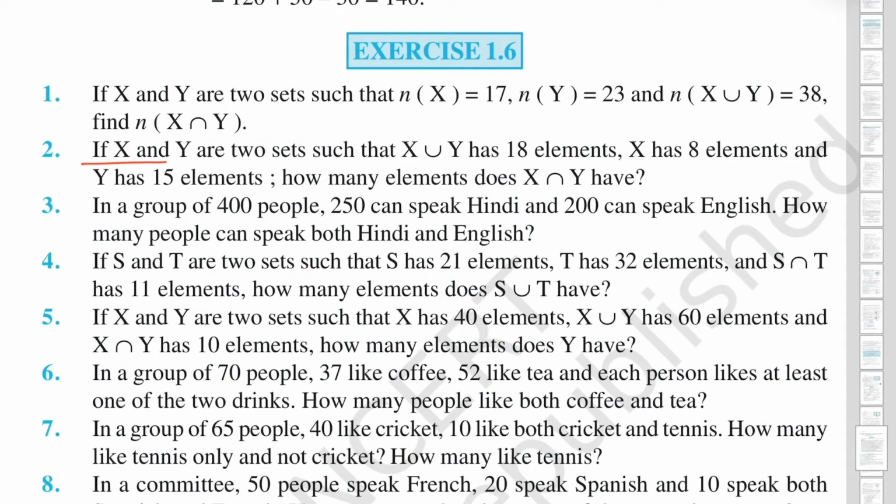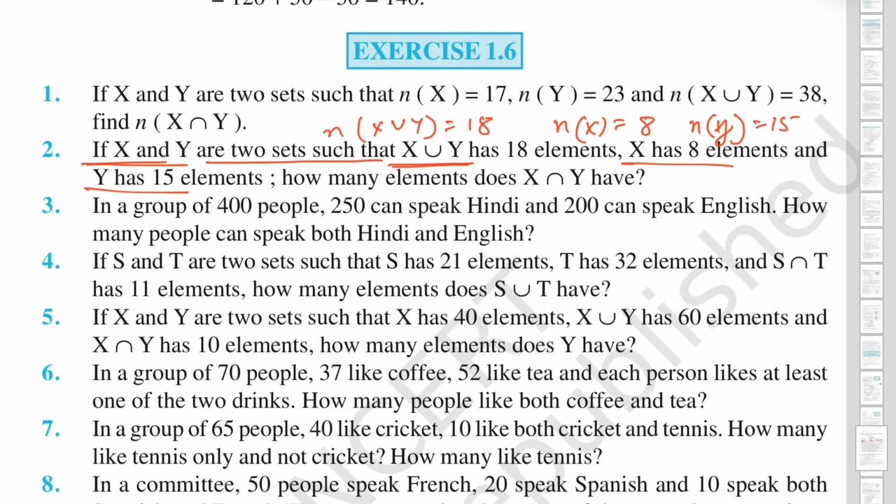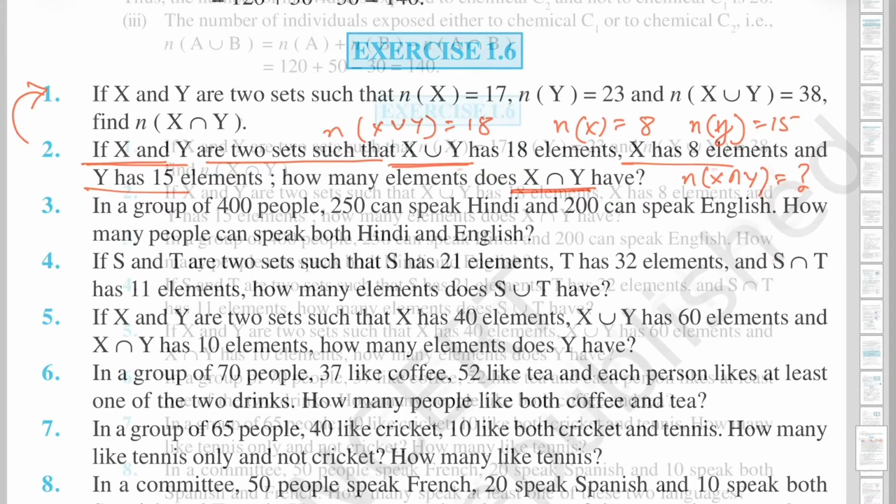Now question number 2 is similar to the first one. If X and Y are two sets such that X union Y has 18 elements, that means number of elements in X union Y is 18, and X has 8 elements, so number of elements in X is 8, and Y has 15 elements, so number of elements in Y is 15, and we need to find number of elements in X intersection Y. It is very simple, same as question number 1, so I am not going to solve this. Let's move on to the next question, question number 3.